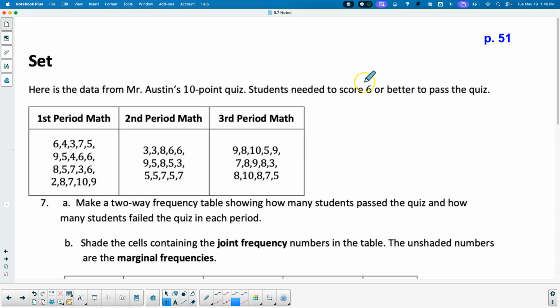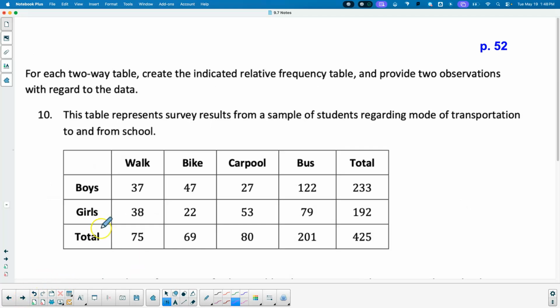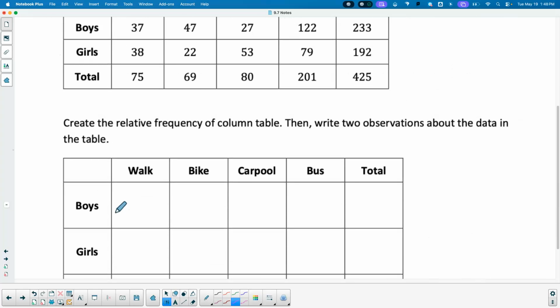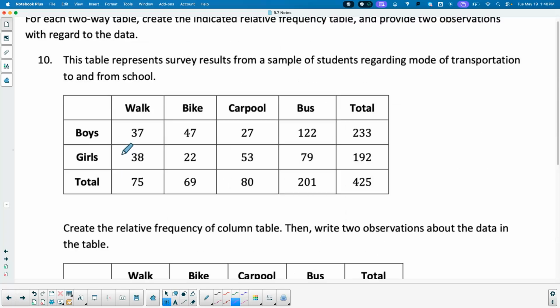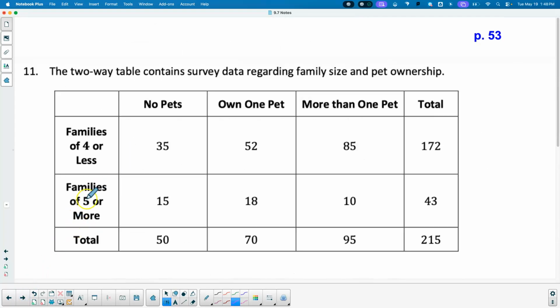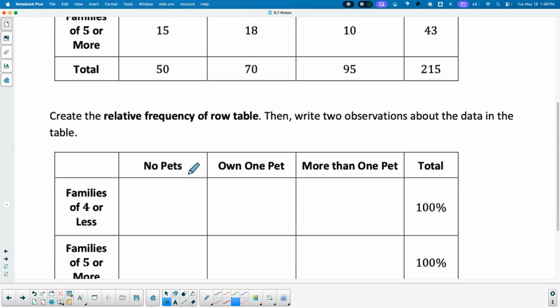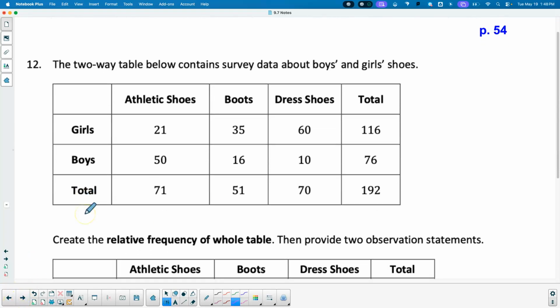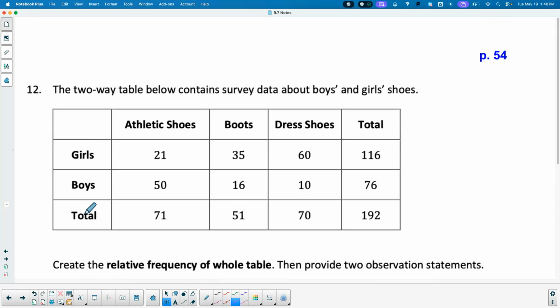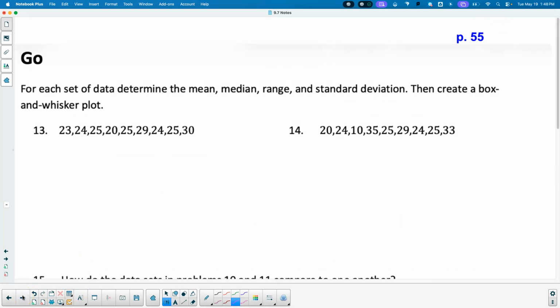Remember, you needed a score of 6 or better to pass the quiz. Here is a two-way table. Then you want to create a relative frequency of the column table. So we're dividing by the totals of the columns. Another two-way table, relative frequency of rows. So we're dividing by the row totals. And then another of the whole. So we're dividing by that 192 number.